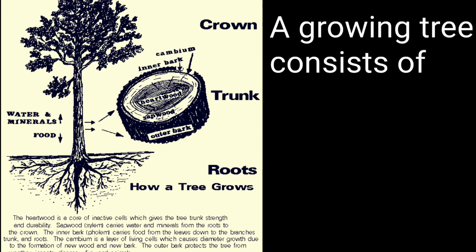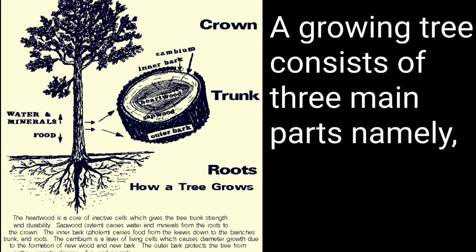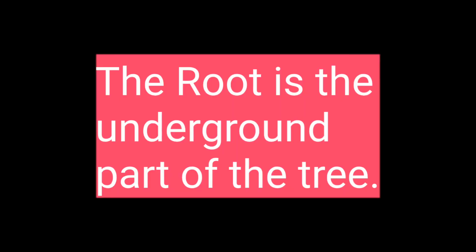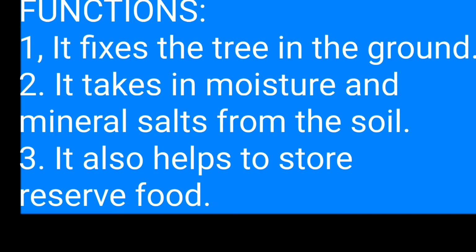Parts of a tree. A growing tree consists of three main parts, namely the roots, the stem, the crown. And let's look at them in details. The roots. This is the underground part of the tree. The root fixes the tree to the ground and takes in moisture and mineral salts from the soil. It also helps to store reserve food.